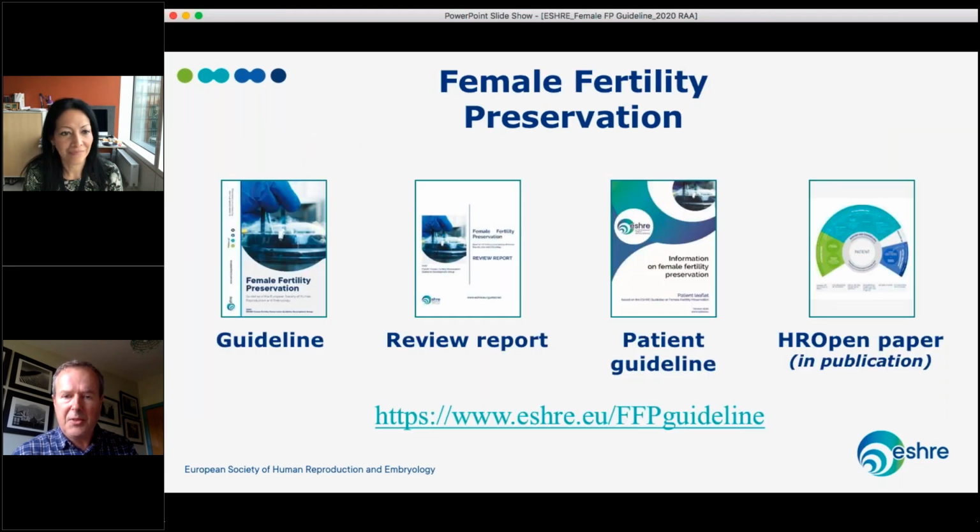So these are the outcomes that we have at the moment. We have, of course, the guideline, the review report, patient guideline. Those are already available on the ESHRE website, and you can read them and download them. And there is a publication that will be in Human Reproduction Open in the weeks or perhaps months to come. That's already underway and in the publication process. So that is providing a summary of what we've been talking about today.